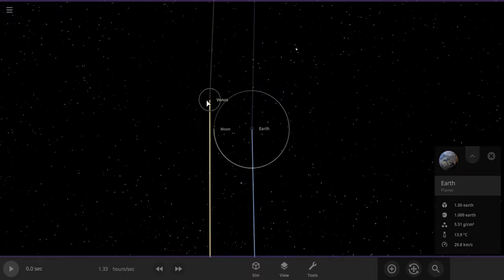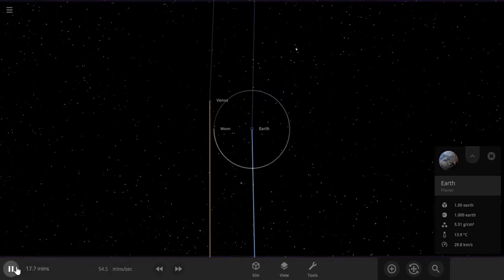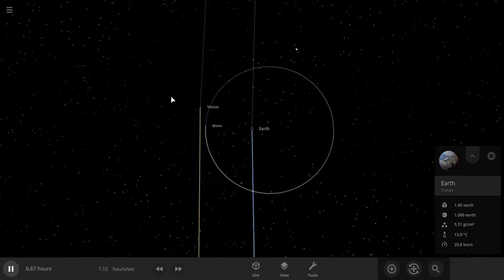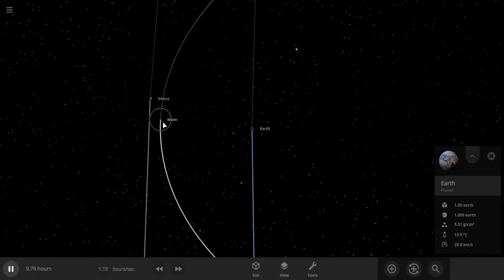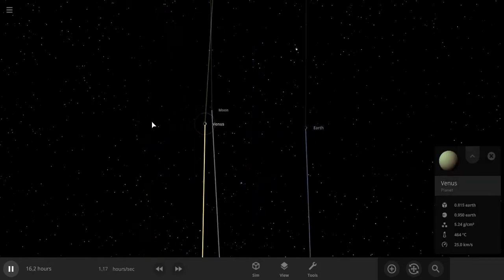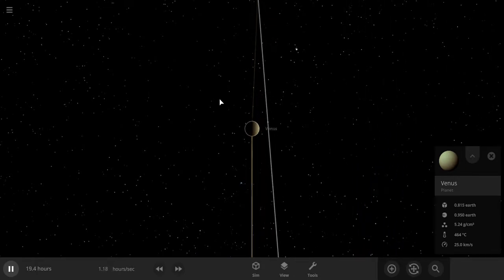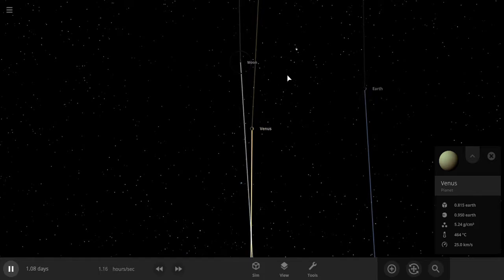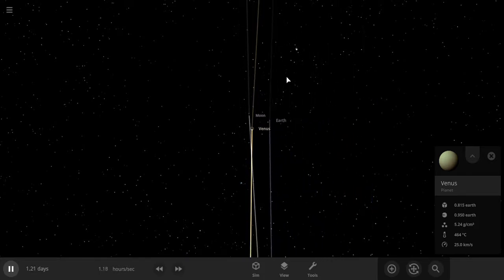And of course, Venus is going to be moving at a slower orbital speed because its semi-major axis is smaller than Earth's in the orbit around the Sun. So if we start the simulation, Venus is altering the Moon's orbit. Eventually so much that the orbit of the Moon snaps away from the orbit of the Earth. And now the Moon's free of Earth, and it doesn't get picked up by Venus.